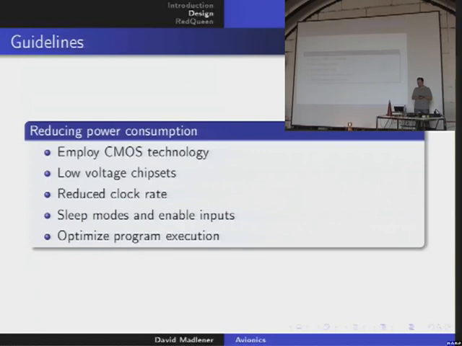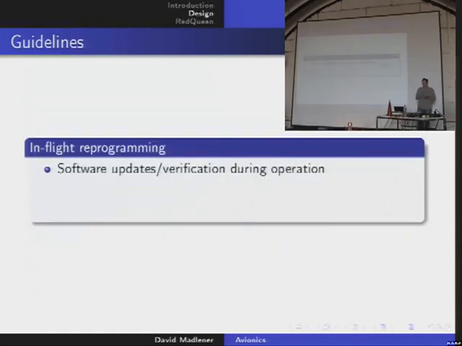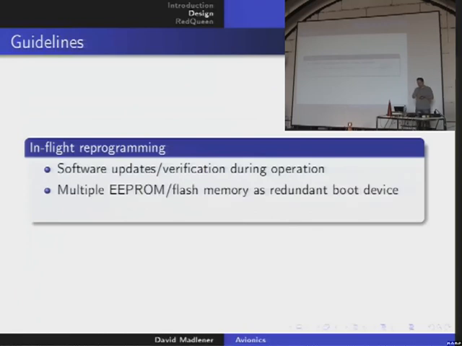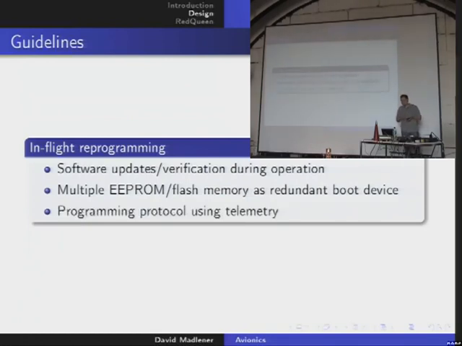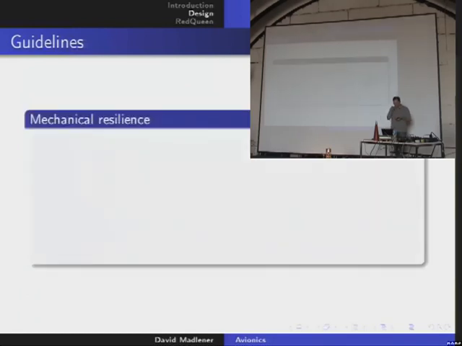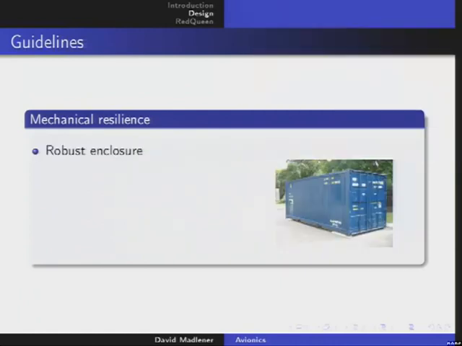So, in-flight reprogramming, okay, well, what do you have to do? You should be able to make updates and verification during flight, and normally you use multiple solid-state memory devices, so you don't program the memory that is now in use but another, and then you switch to that. And you have to think about some programming protocol that goes over telemetry because you are not able to get with a cable to your device, okay? So, mechanical resilience. Well, it should be a robust enclosure, yeah? Something that is really sturdy, but not too heavy.